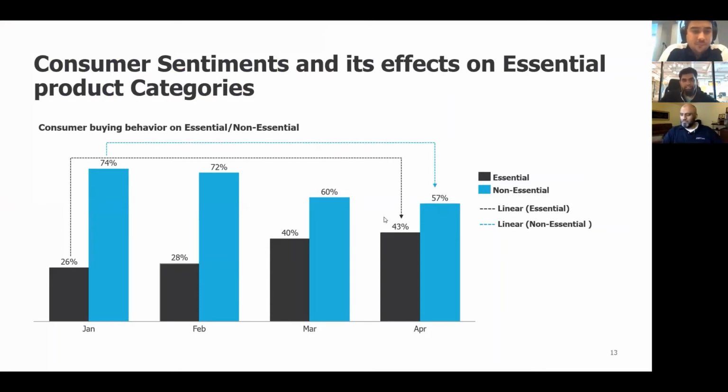I think this is probably the last slide around what we've experienced. This again is a continuation of the essential, non-essential. We've just tried to keep another slide for understanding of the overall group. If you see on the left, in the categories that we just discussed on the previous slides, which we classify as essentials, the share of those categories in units sold was about 26% in January, 28% in February, so more or less the same, and then it jumped to 40% in March, and then 43% in April.